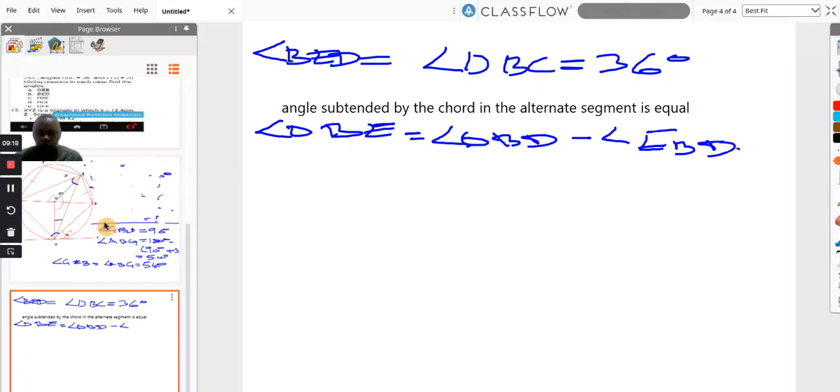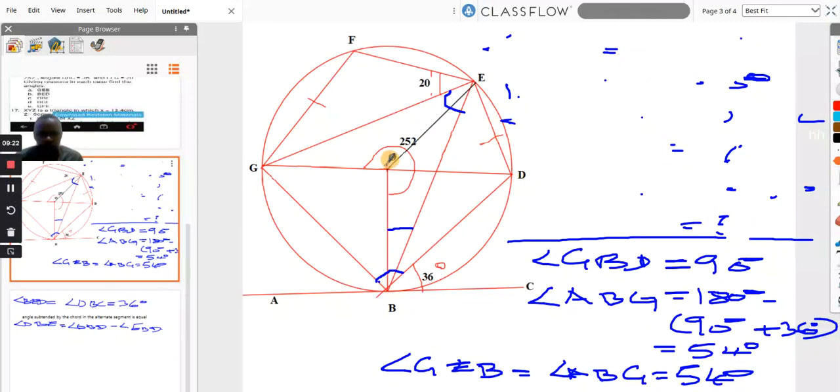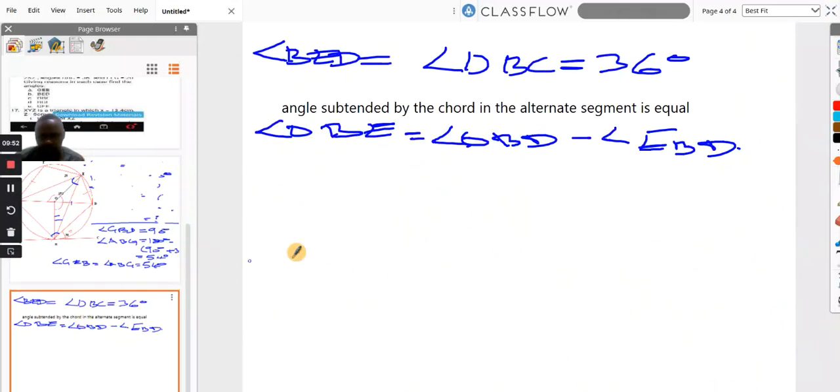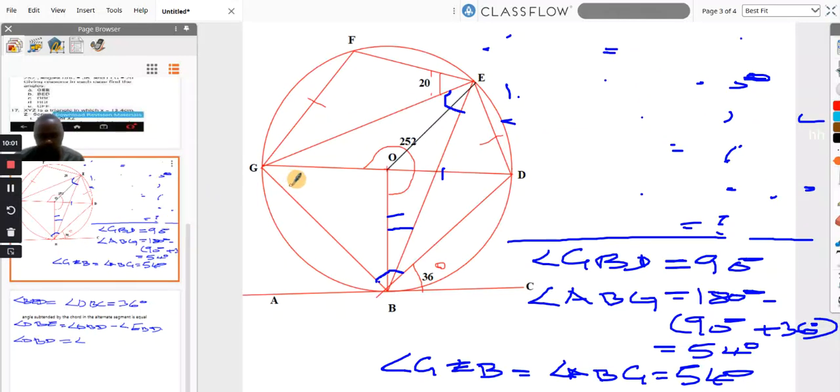Now, what's the value of angle OBD? If you look at angle OBD, I want to look at this radius, OB and OD. So making this triangle here to be isosceles, meaning that this is the same as this. So you can say that angle OBD is equal to angle ODB.